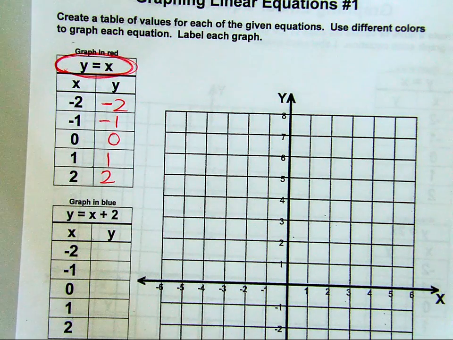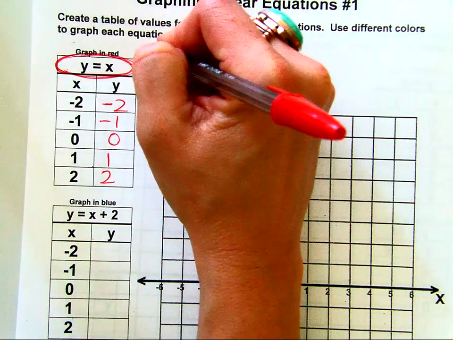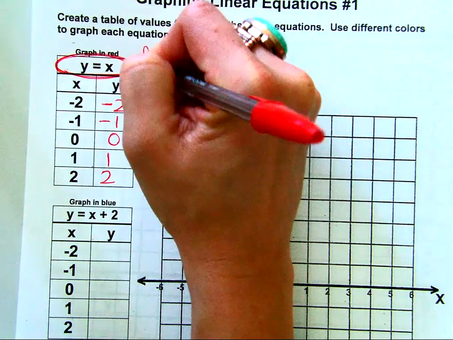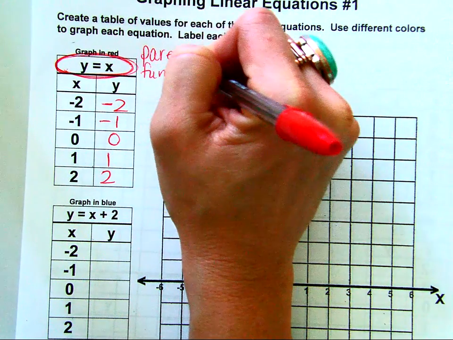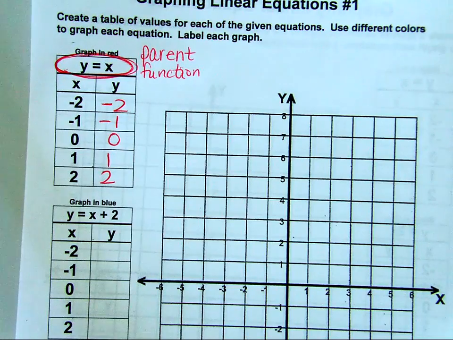All right. I want you to write next to this in red, parent function. Okay? It's an 8th grade word. It's an 8th grade concept, but you start to learn about it in 7th grade. So, pretty big concept here.